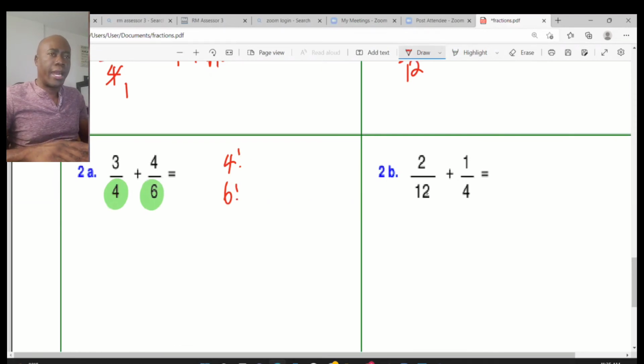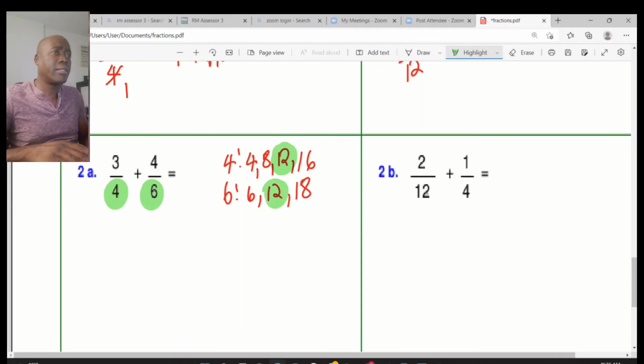So we want to look at these multiples of 4: 4, then 8, and then 12, then 16, and we could stop. Multiples of 6: 6, 12, 18. But I do realize that I have the 12 repeating already, which means that 12 is the common multiple between these two numbers. So my LCM is 12. What I'm going to do is just to draw my line here, have my 12 there.